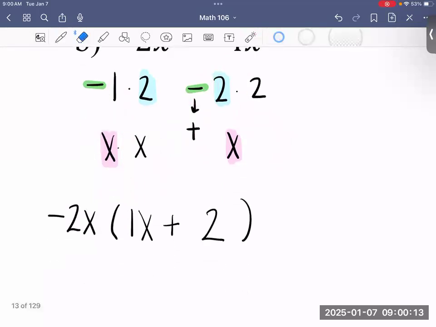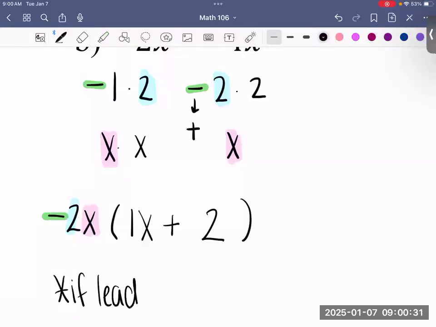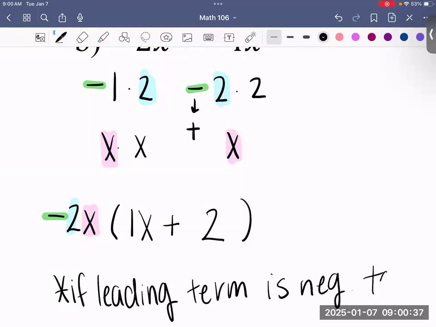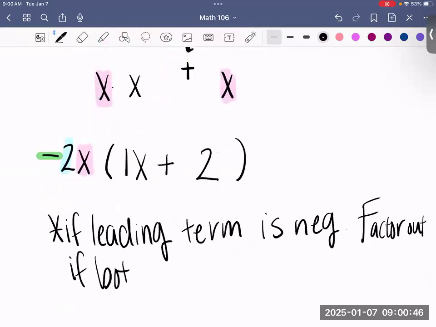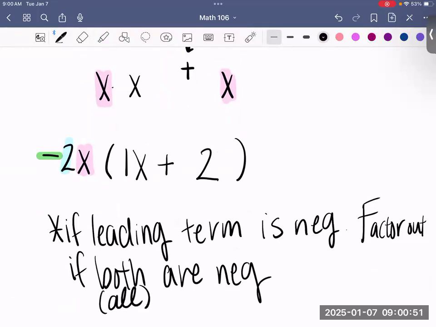Now, again, you don't have to keep writing these ghost ones. So a better answer would look like this. That one is okay, though. But again, make sure you are taking out that negative. And I'm going to just kind of show you where all of it comes from. If the leading term is negative, factor it out. If both are negative, or all, I should say, factor it out.